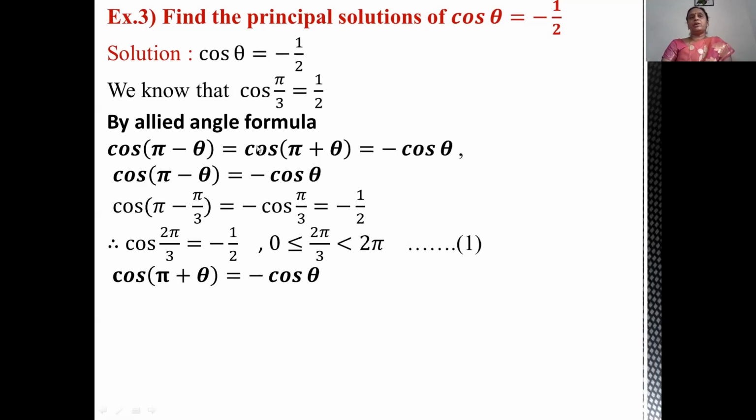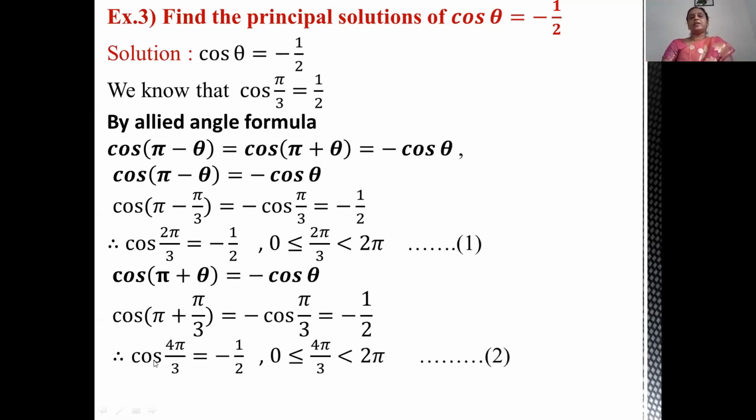Now again use the formula cos(pi plus theta) is equal to minus cos theta, and keep the value of theta again pi by 3. You will get cos(pi plus pi by 3) is equal to minus cos pi by 3, which is equal to minus half. Means at cos 4 pi by 3, we get again the value minus half. And what is this 4 pi by 3? It is nothing but the angle of 240 degrees, and that obviously lies in the interval 0 to 2 pi.